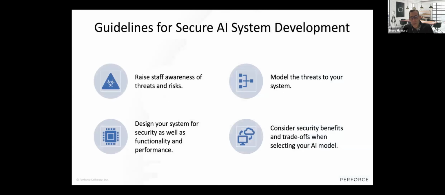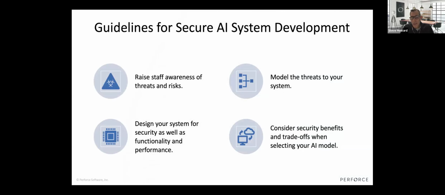So overall, all of these standards have the same thing. First of all, we need to raise awareness of the issues. This is about training and making sure the staff are aware. We have to model the threats to the system in terms of knowing where the threat vectors are. And we have to design the system well from the ground up.